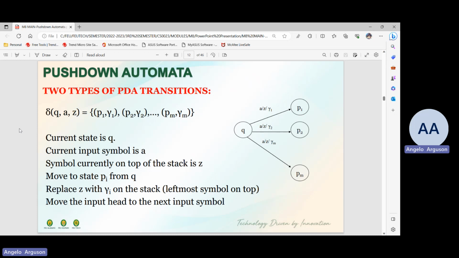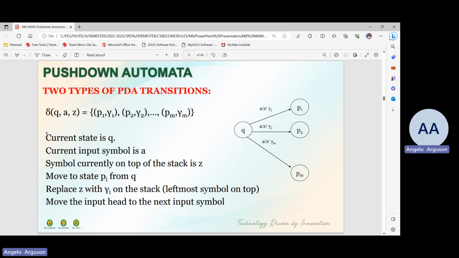Next, there are two types of PDA transition that you have to keep in mind. The first is having this transition symbol with our triplet Q, A, and Z. And this allows us to transition to other states, P1, P2, and so on and so forth, and we have the Y1 to represent our pushed item, or pushed symbol. Y1, y sub 2, y sub 3, and so on and so forth.